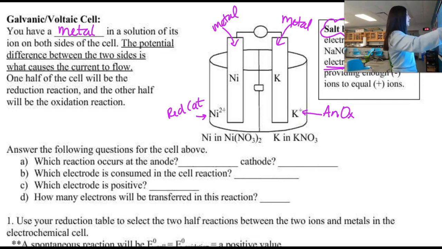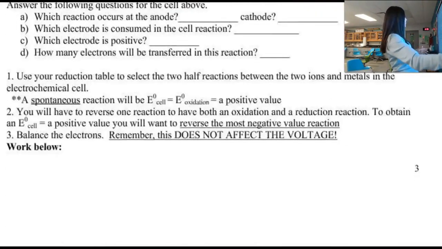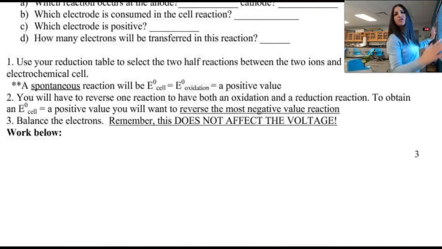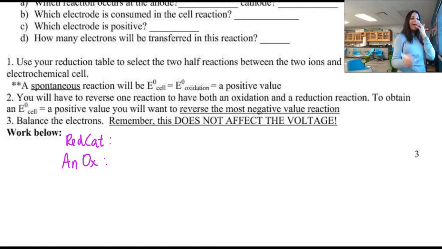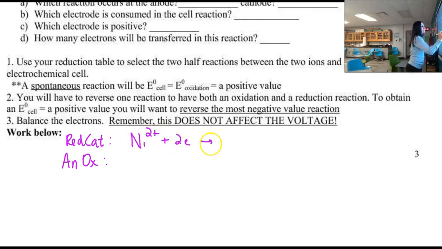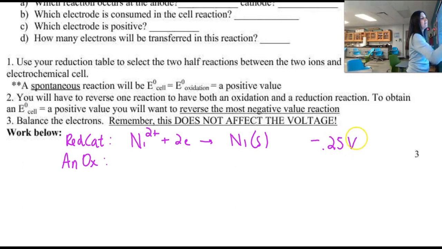Let's actually take a look down here, and we're going to write some of this down where it says show your work below. Let's just do our work down here so that we have this straight. I'm going to write our red cat equation here, and then our anox equation there. So our red cat equation: nickel 2 plus plus 2 electrons yields nickel solid, and that value was a negative 0.25 volts.